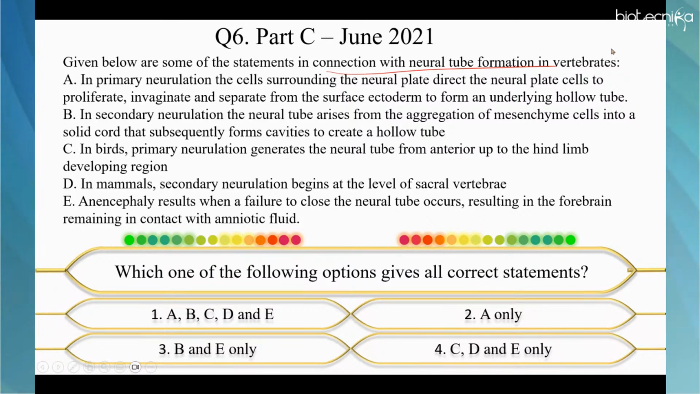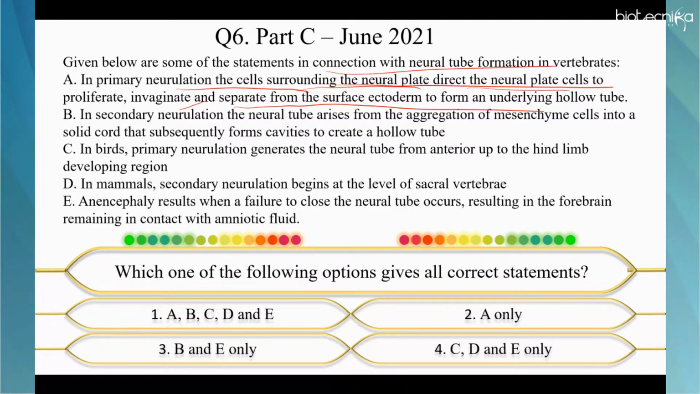So the question is based on primary neurulation. The cells in primary neurulation, the cells surrounding the neural plate. Yes, Priyanka, that's right. You had answered. I just saw it now. Yes, you are right for the previous question. Very good. Yes. So, in primary neurulation, the cells surrounding the neural plate direct the neural plate cells to proliferate, invaginate, and separate from the surface ectoderm to form an underlying hollow tube.